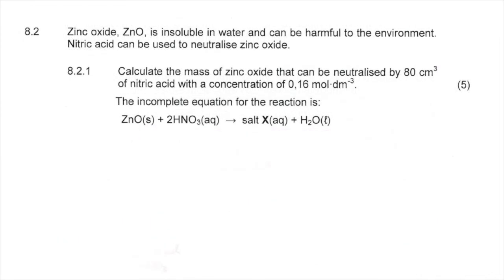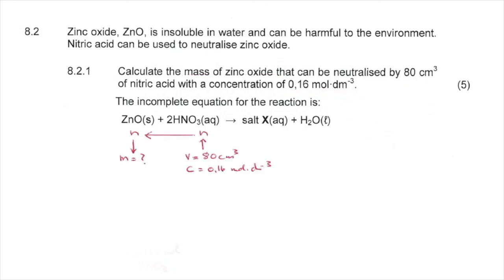Now moving on to a new question. Zinc oxide. Now they tell you zinc oxide is insoluble in water and can be harmful to the environment, and nitric acid can be used to neutralize that zinc oxide. And then they ask you to calculate the mass of zinc oxide. So we're looking for the mass of zinc oxide that can be neutralized by, and now they give us a volume and also a concentration of nitric acid. So here they give us the incomplete reaction. We only need to look at the zinc oxide and the nitric acid.